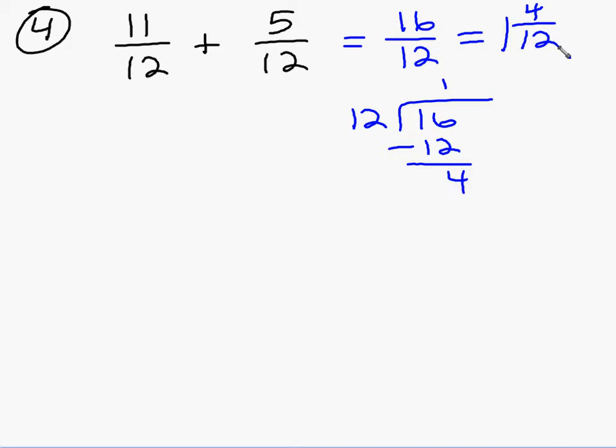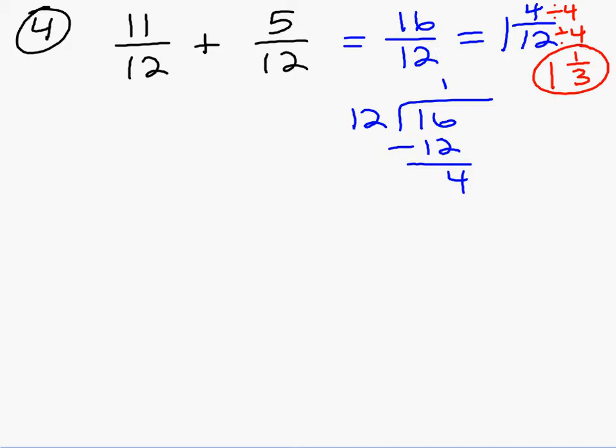4/12. Now, is 4/12 a simplified fraction? It is not simplified. It's not, or what we would call reduced. So we need to reduce it. What is the biggest number that will divide evenly into 4 and 12? Isn't it 4? So I divide both of these by 4. And I get 1 and 1/3. Because 4 divided by 4 is 1. 12 divided by 4 is 3. 1 and 1/3 would be the best final answer. Okay?